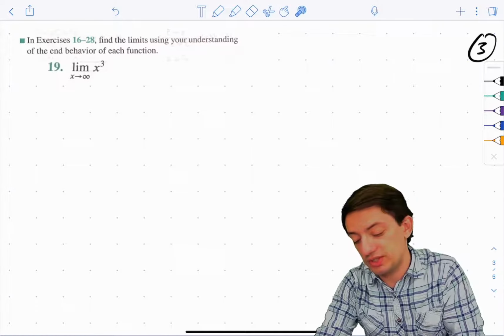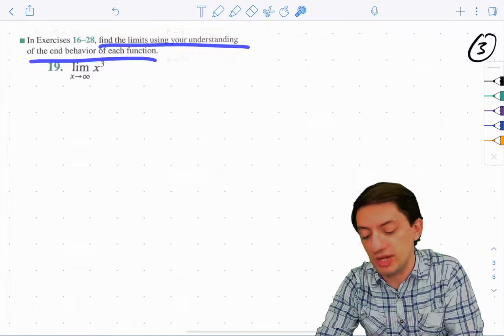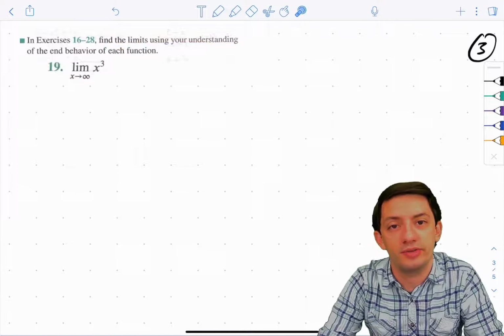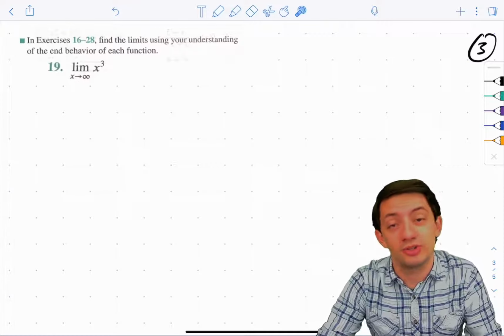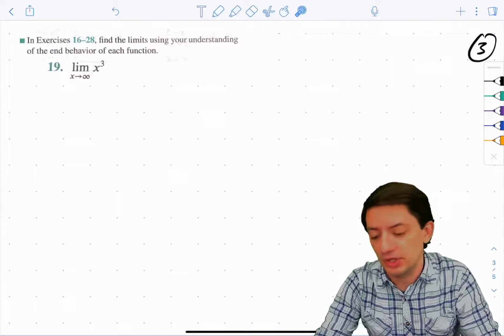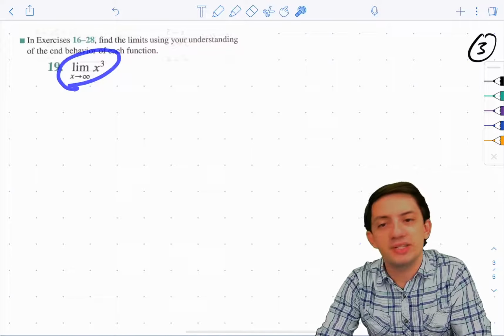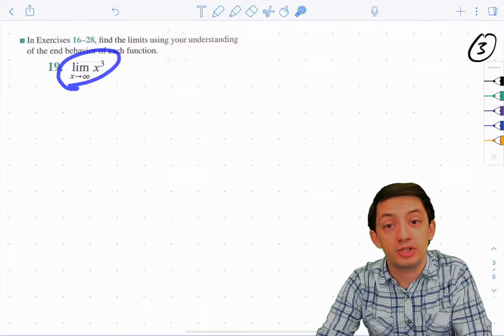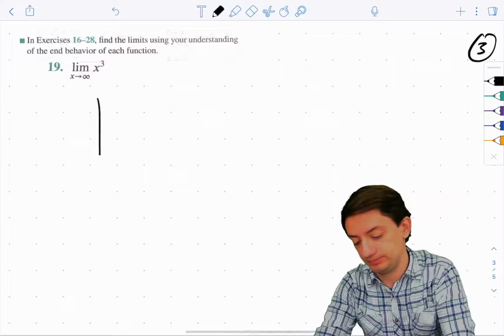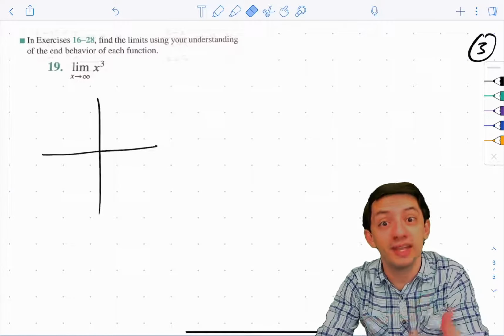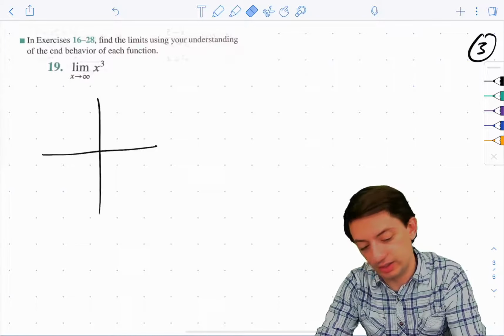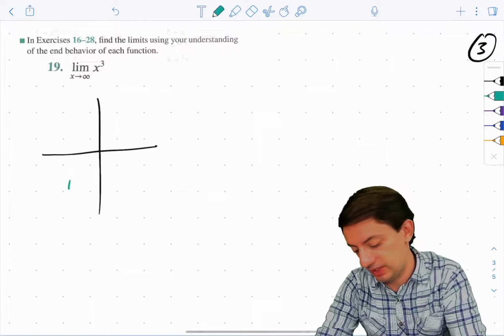So this question says, find the limits using your understanding of the end behavior of the function. That just means you should know what the function looks like, and so you should know the answer is basically what they're saying here. So this is asking for the limit as x goes to infinity of x cubed. Let's start by drawing x cubed. We don't need a very precise graph because we're interested only in that end behavior, but it looks vaguely like this.